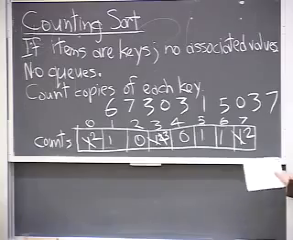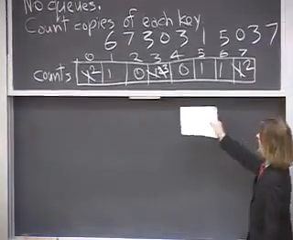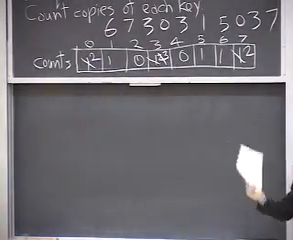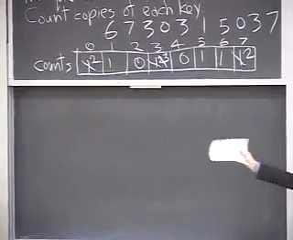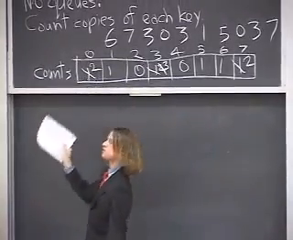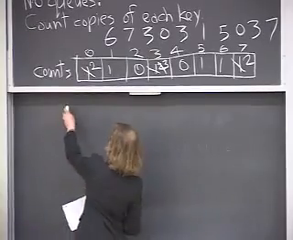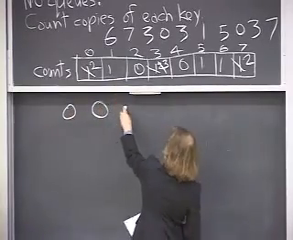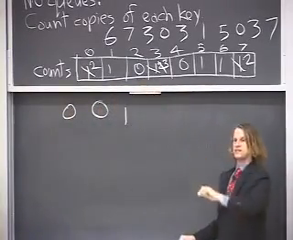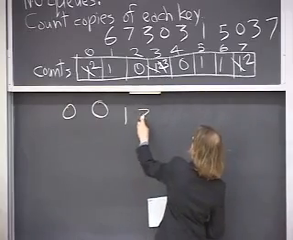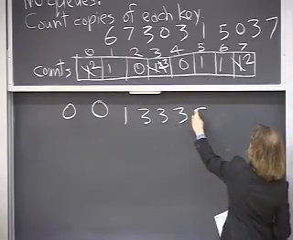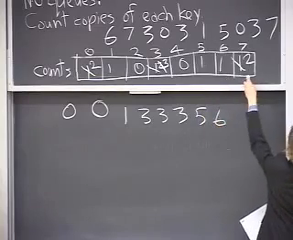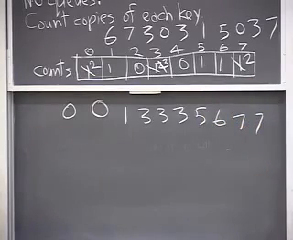And to do the output, I just walk through the counts array from start to finish and output that many of each key. So it says that I have 2 0 keys, so I output 2 zeros. I have 1 1 key, I have no 2 keys, I have 3 3 keys, so let's write 3 3s. No 4s, 1 5 key, 1 6, 2 7 keys. And that's that. Any questions?